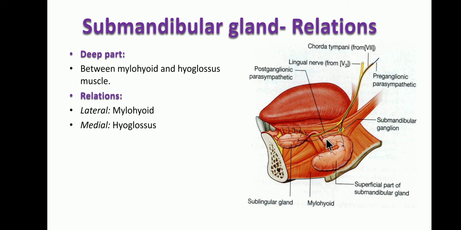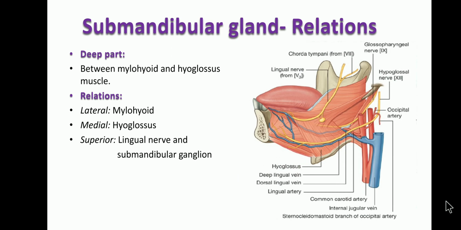Then anteriorly, it will reach the posterior end of the sublingual salivary gland. Above, it is related to the lingual nerve and the submandibular ganglion. Below, that is the inferior relation, the hypoglossal nerve.